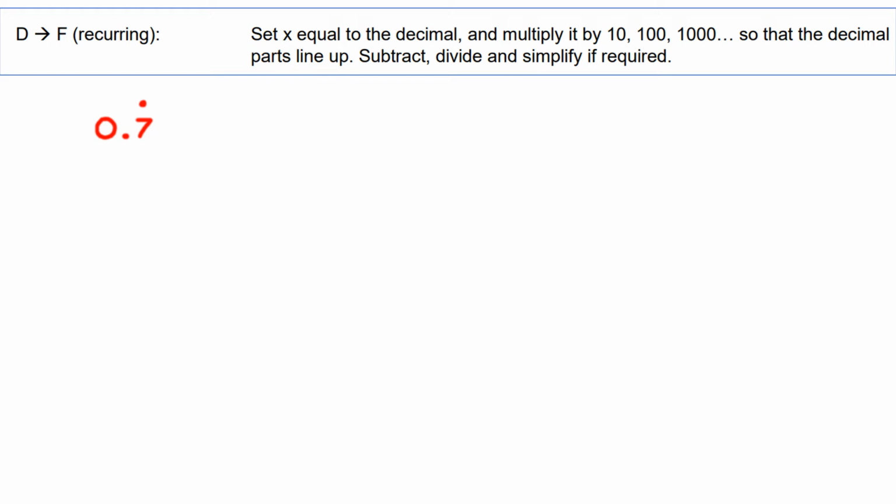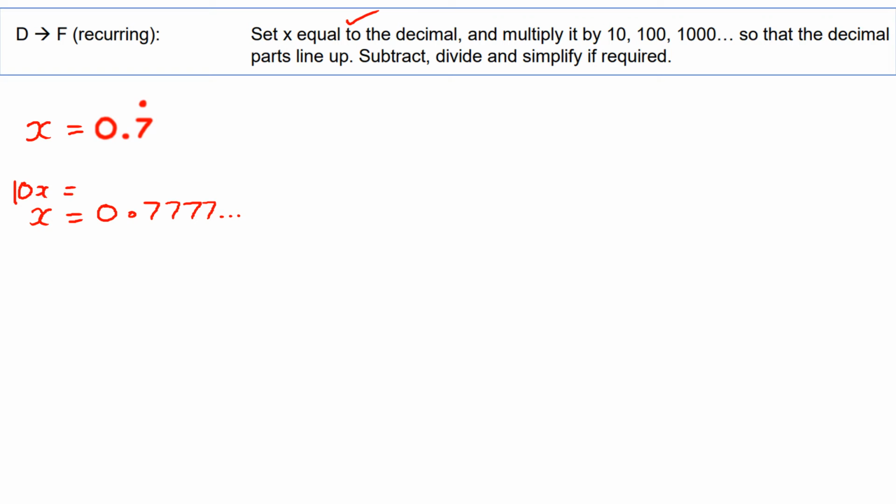Set x equal to the decimal. So we're going to say x is equal to this 0.7 recurring that we're trying to get. Multiply it by 10 or 100 or 1,000 so that the decimal parts line up. So what do I mean by that? What I mean is we're going to need to write out this decimal. So it's 0.7777... That's what 0.7 recurring means. And we want to times it, I think, by 10.